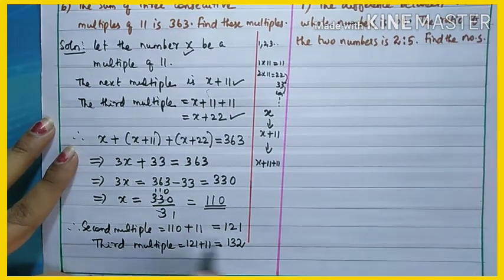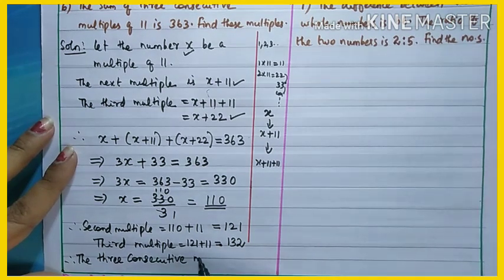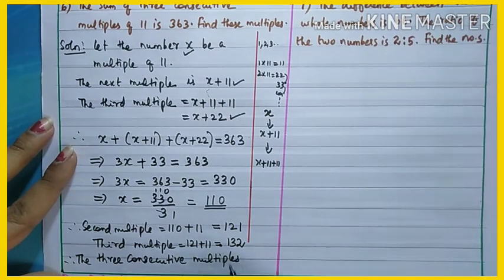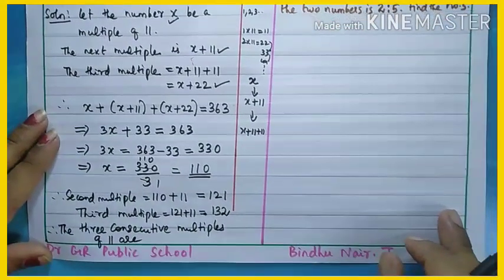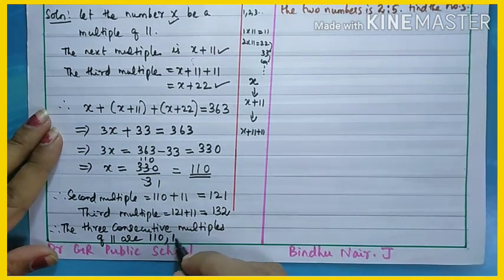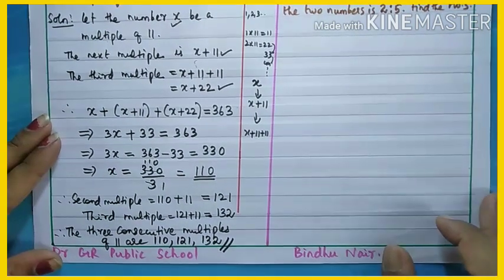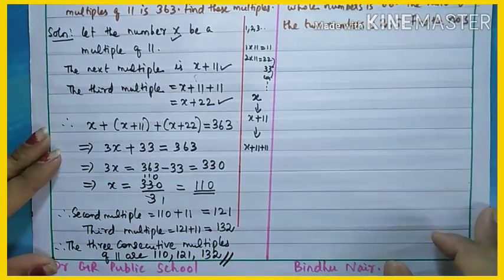Okay. So we got all the three multiples. So therefore, as per the question you write the answer. The three consecutive multiples of 11 are, okay, so what are the three answers we got? 110 first answer, 121 second answer, 132 third answer. Okay, so that is all the sixth question.